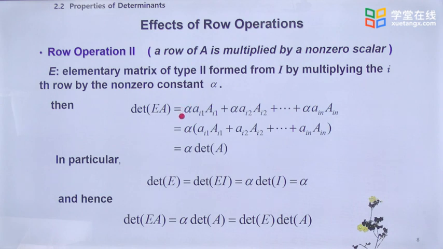So we can put alpha outside. This summation equals alpha times the term in the bracket. And the term in the bracket is Ai1 times capital Ai1 plus Ai2 times its cofactor, capital Ai2, plus and so on, plus Ain times its cofactor, capital Ain, which just equals alpha times the determinant of A.